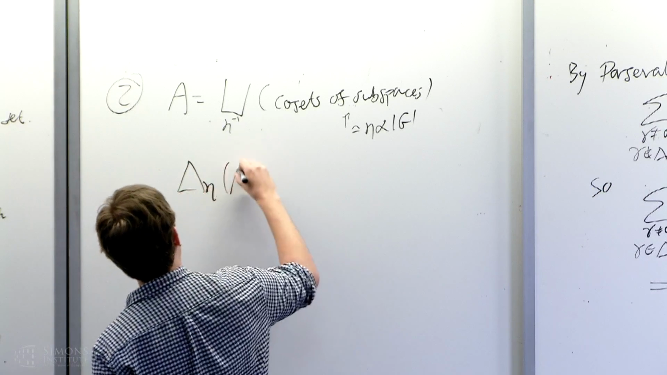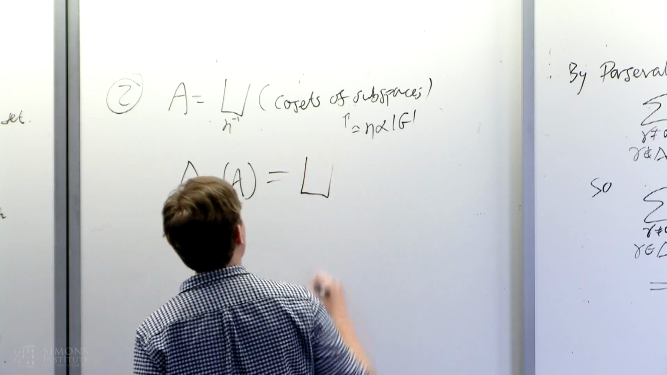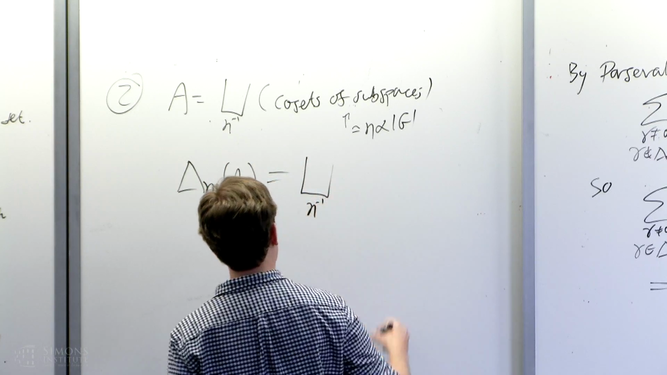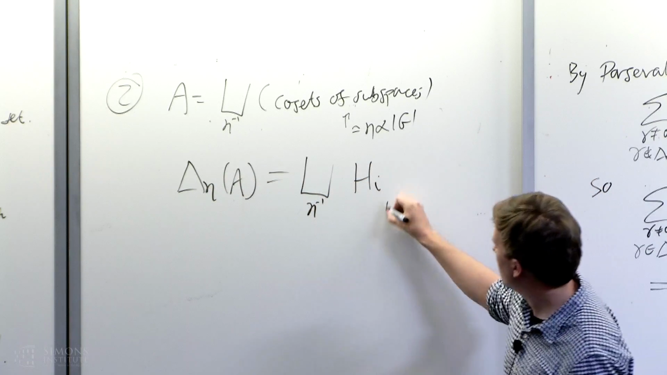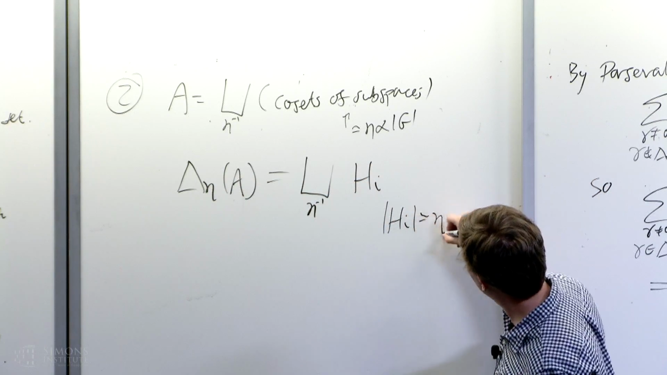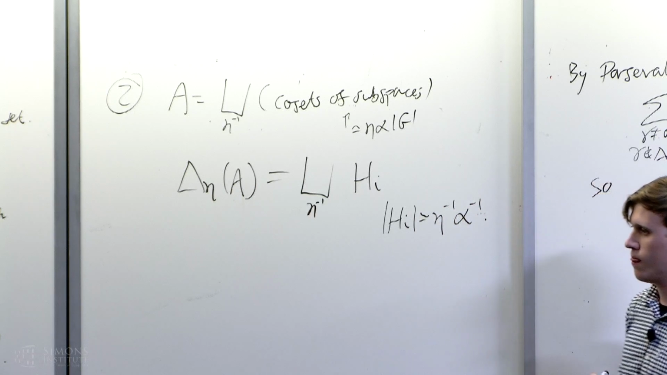The spectrum of A, in fact, looks like the disjoint union of roughly eta to the minus 1 guys that look like this. So these are all cosets of subspaces, and they have size eta to the minus 1 alpha.